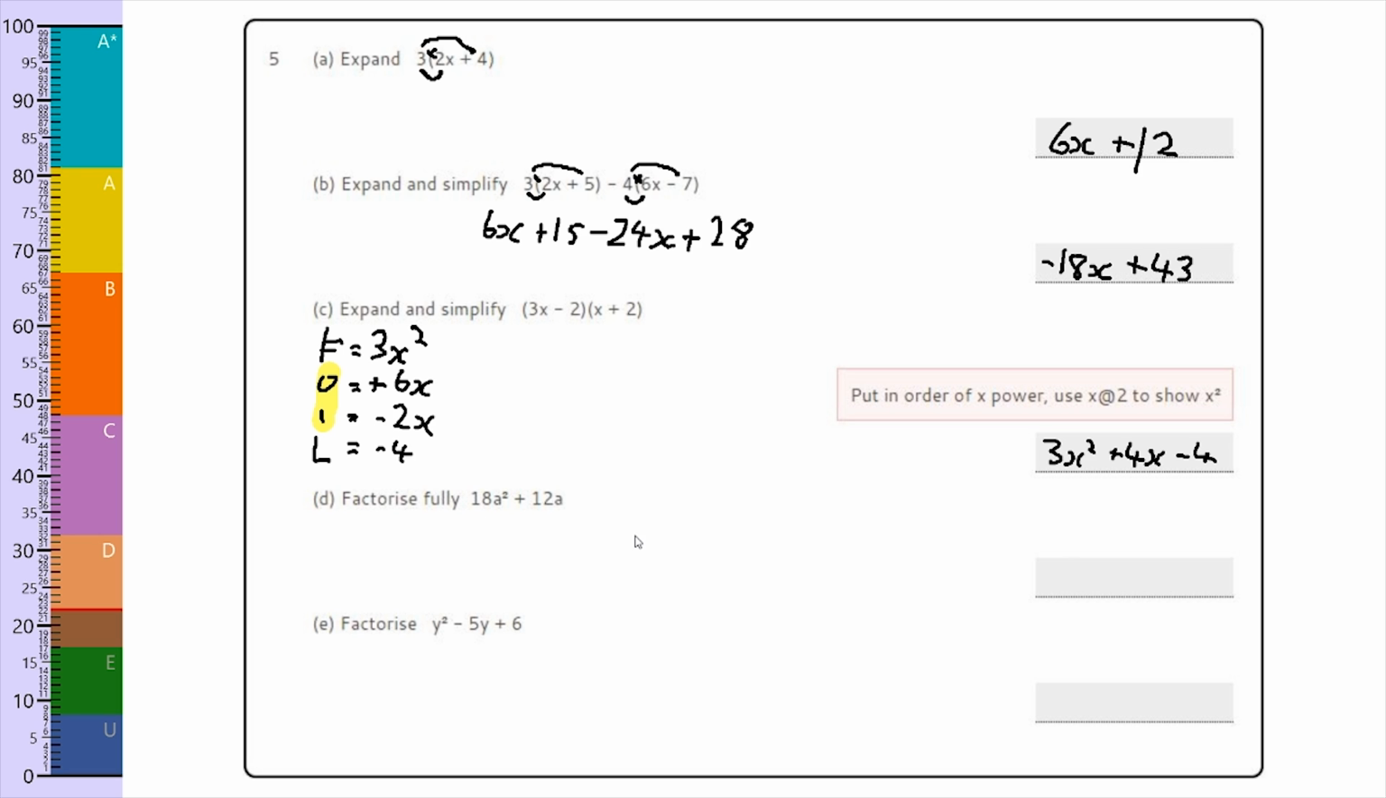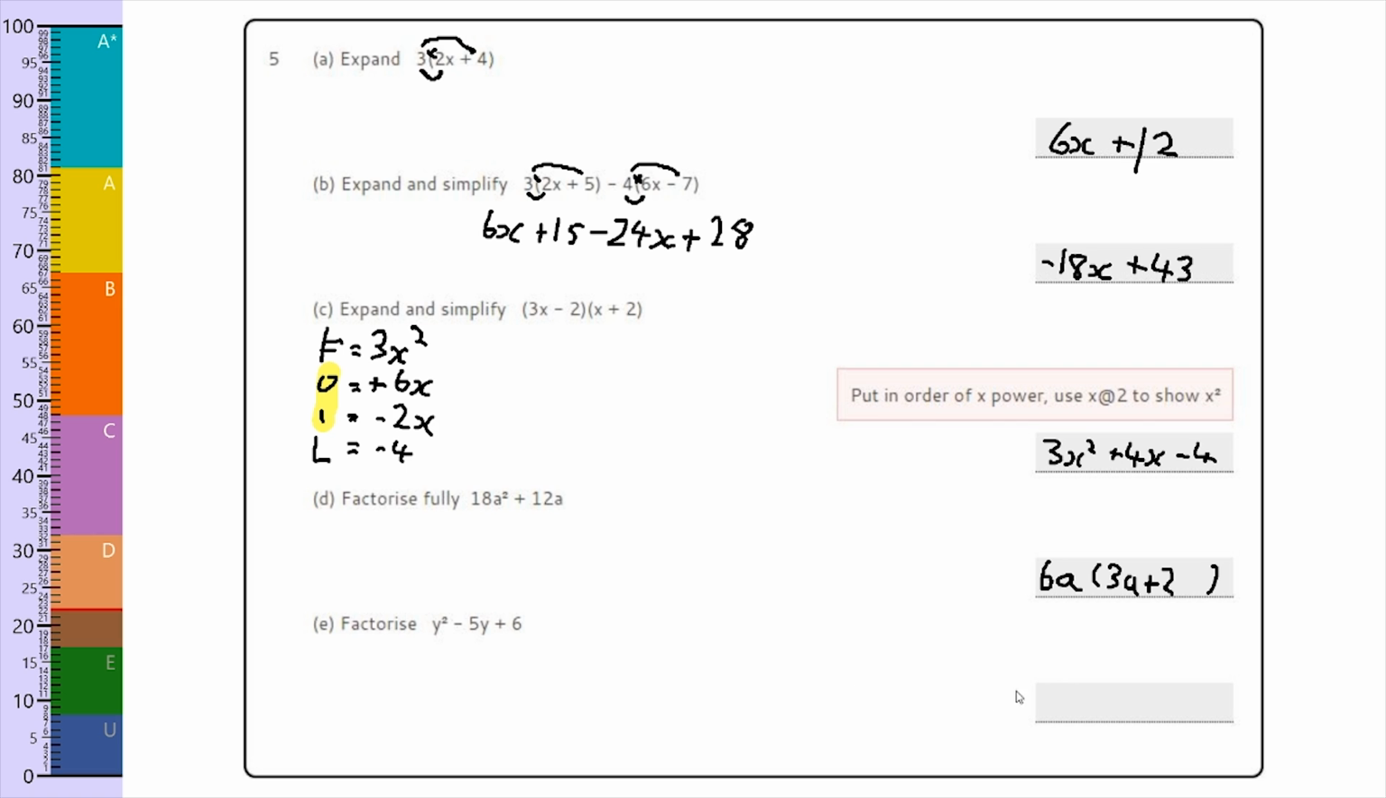Now factorise means put into brackets, so I can put a set of brackets down, because I know I'll need them. Now 18 and 12, I'm just looking at the numbers first. 18 and 12 are both in the 6 times table, so I know there's going to be a 6 there. And a squared, which is a times a, and a, so they both have an a in common. And 18 divided by 6 is 3, a squared divided by a is a, and then 12 divided by 6 is 2, and then a divided by a is 1, so it's 2 times 1, which is 2.